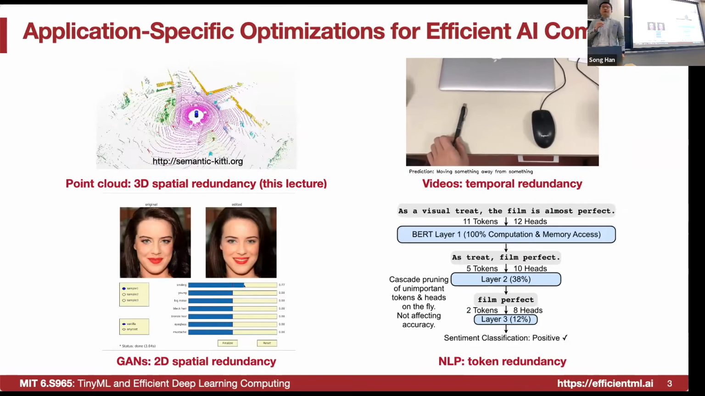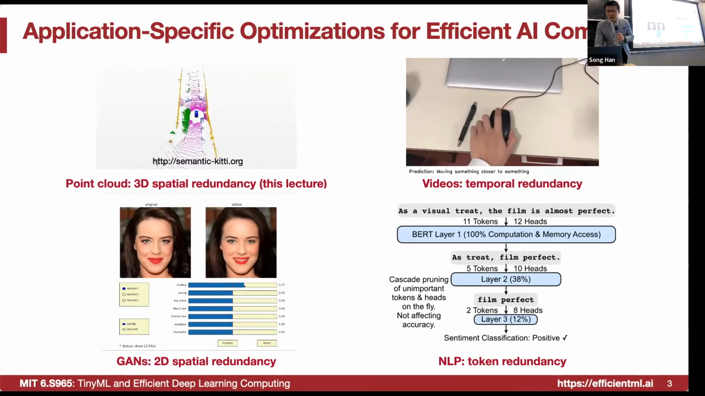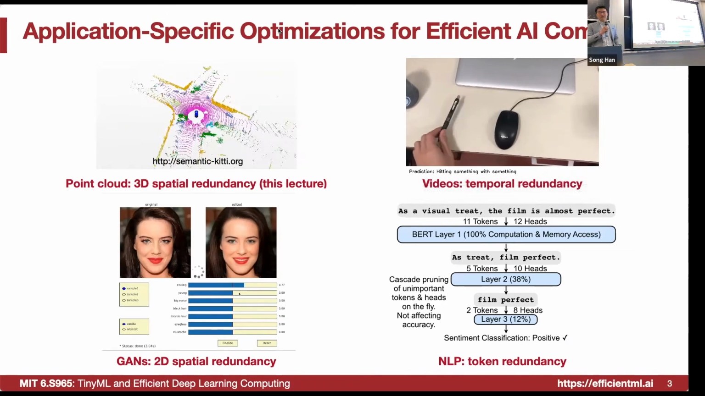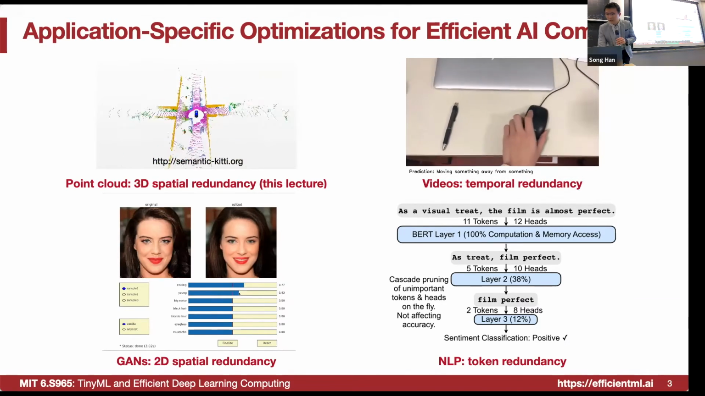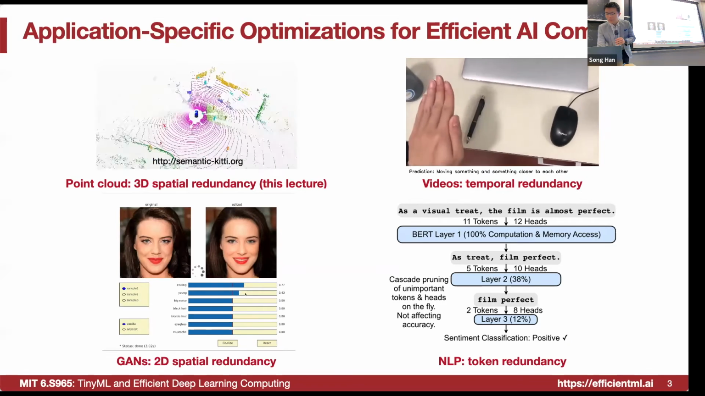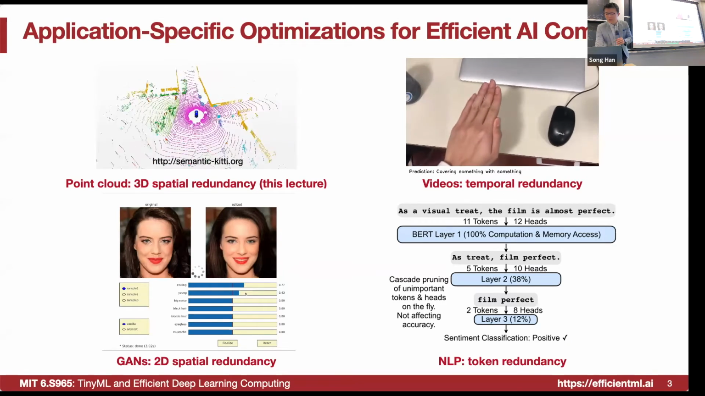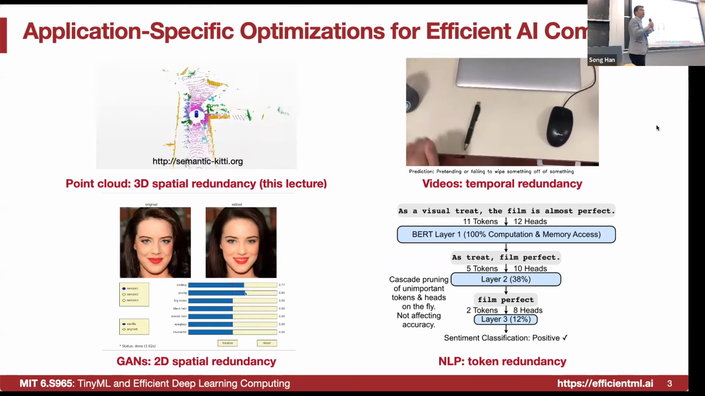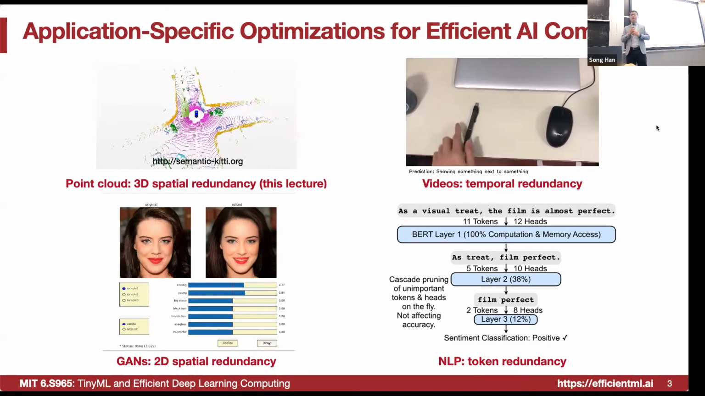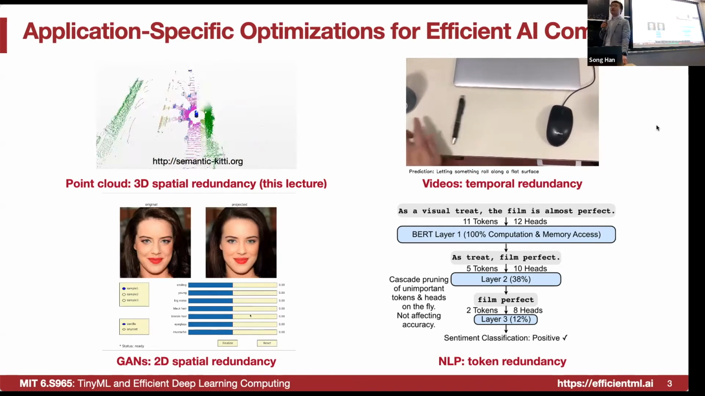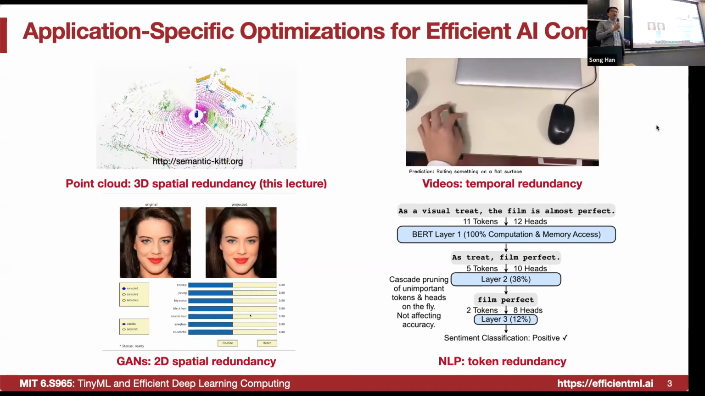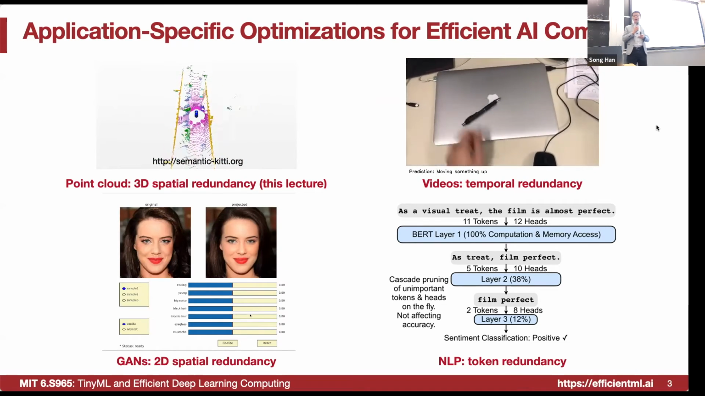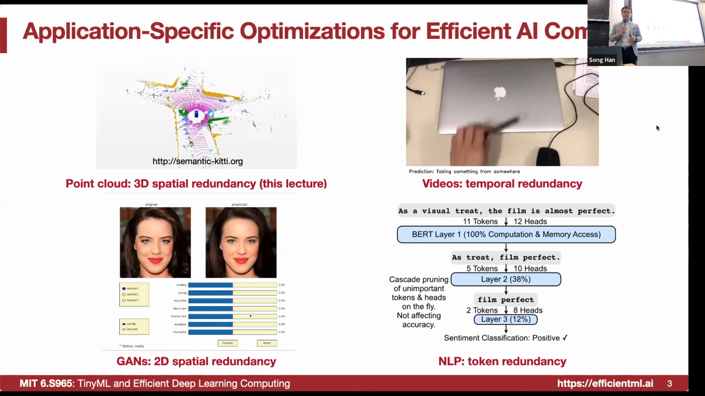So here's an overview of the opportunities for domain-specific optimizations for efficient AI computing, right? So apart from those general purpose optimization techniques like pruning, quantization, there's a lot of redundancy in different applications itself. So here I listed 4 examples we're going to cover in our lecture, both this week and also next week.